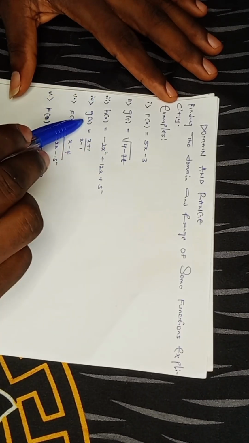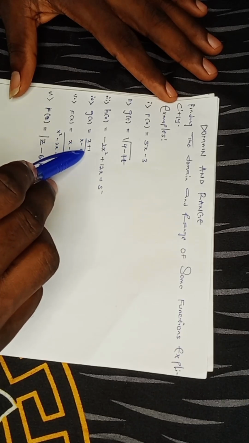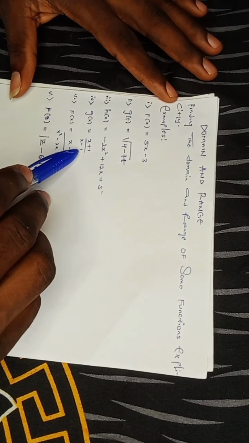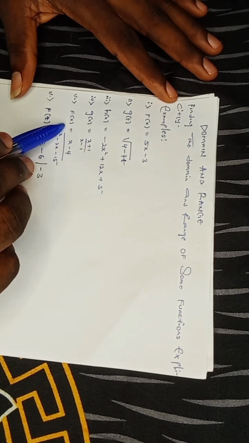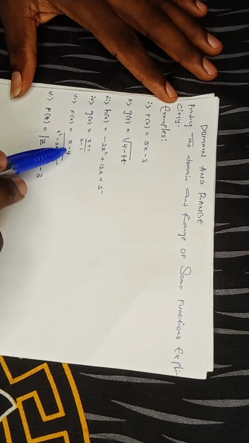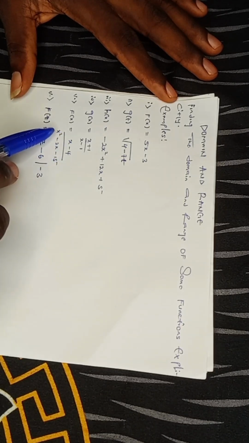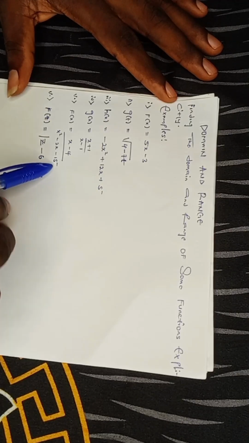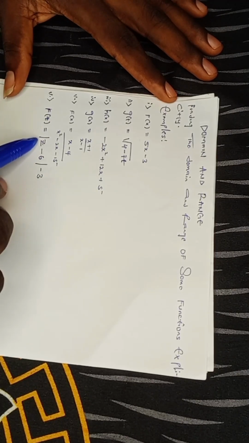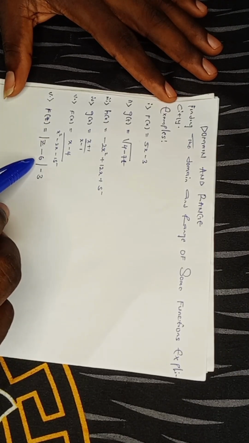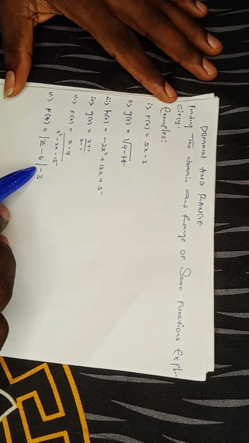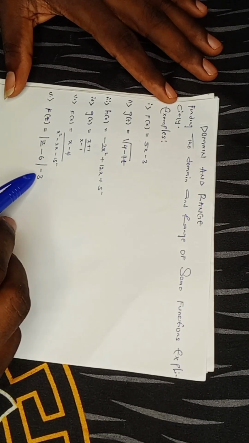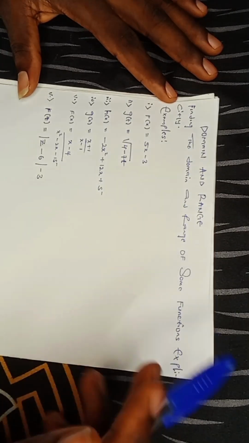The fourth one says g of x is equal to x plus 1 all over x minus 1. And number five says f of x is equal to x minus 4 all over x squared minus 2x minus 15. And number six says f of z is equal to absolute value of z minus 6, close absolute value, minus 3. So how do we work with domain and range of these functions?